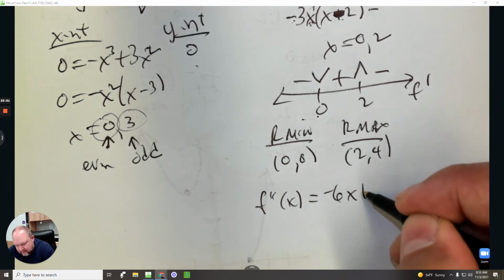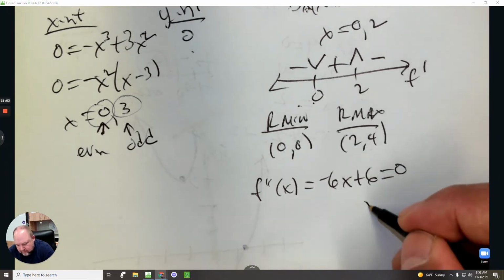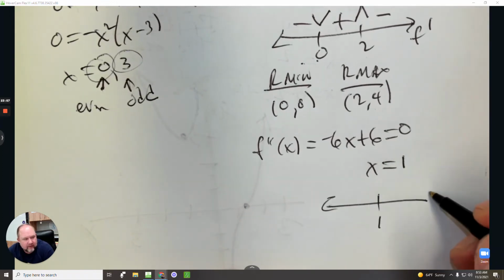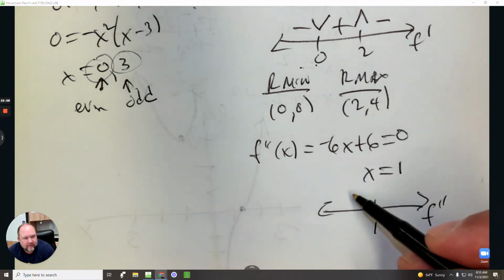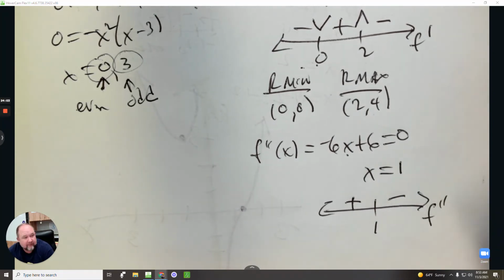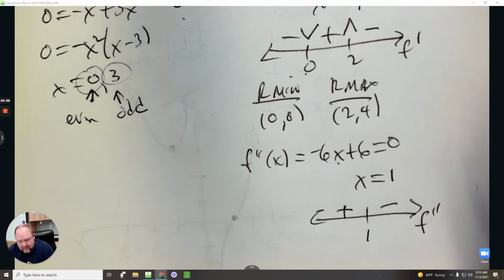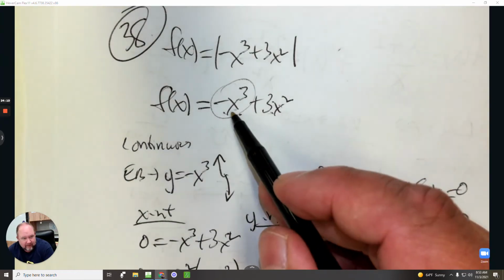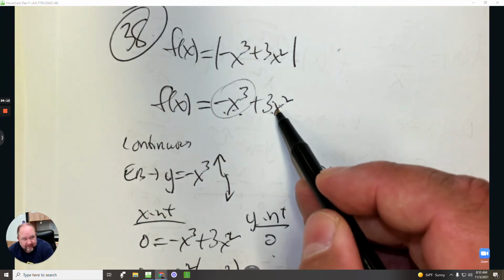That's negative 6x plus 6 equals 0. So if I solve it, the answer is 1. That's the only critical number. So for the second derivative, if I plug in a negative number, or if I plug in like 5 or 6 or whatever, there's a point of inflection at 1. And if I plug in 1, I get the answer 2.